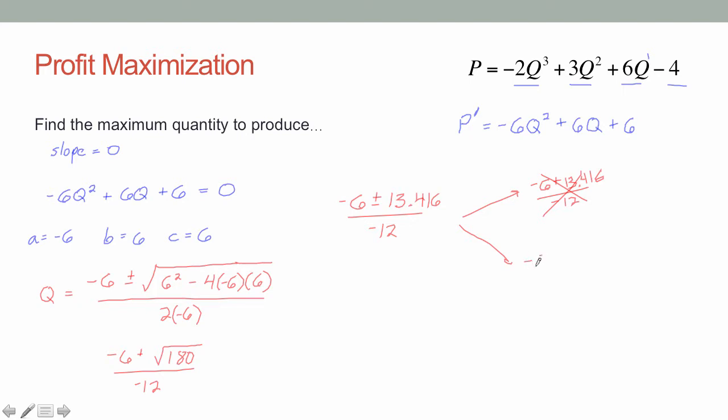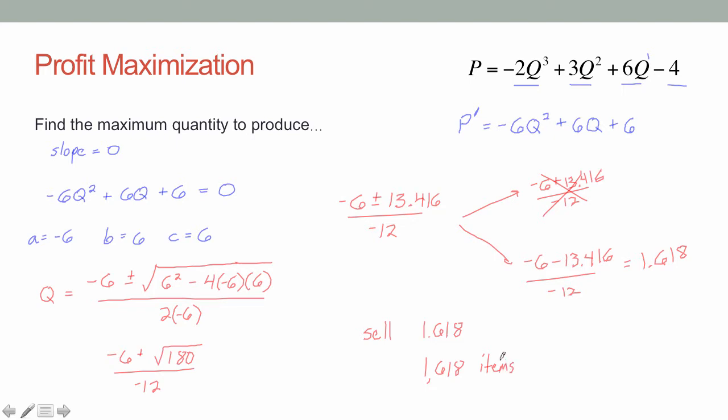Let's find out what negative 6 minus, that's the other case, remember, plus or minus, negative 6 minus 13.416, subtract those, and then divide by negative 12, and what do we get? Well, we get 1.618. So we need to sell or produce 1.618 items. Or it's actually 1,618 items. Remember, it's in thousands.